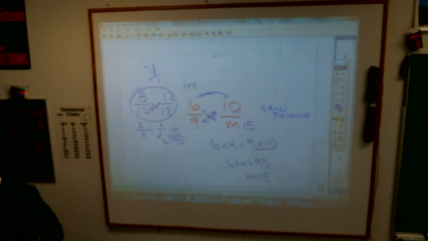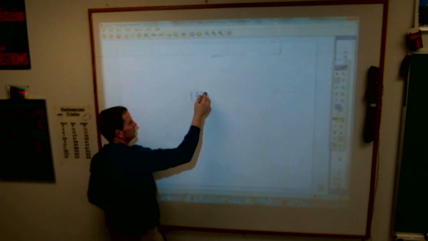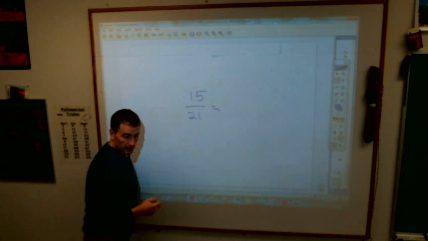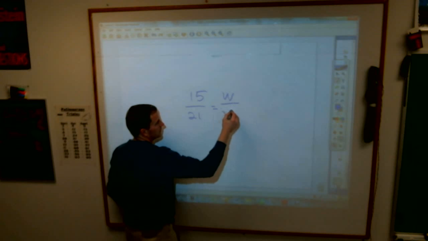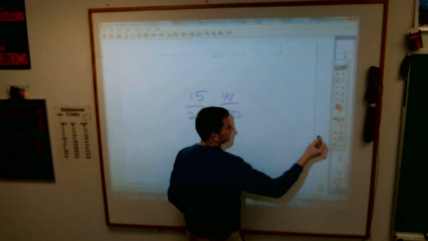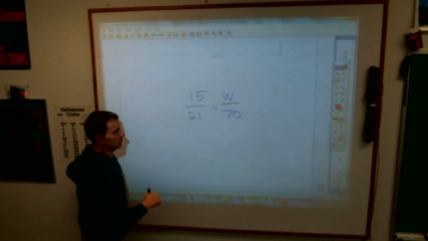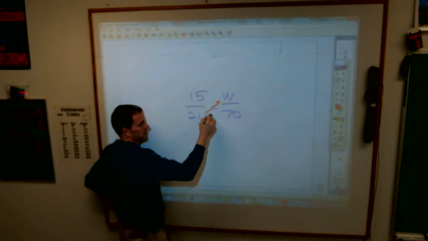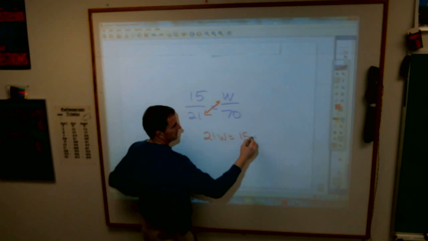And sometimes your cross product doesn't work out very well. Sometimes it does. One more. What about 15 over 21 equals what number over 70? If you can't do the 21 times what is 70, because I don't know what 21 times 7 is, then you have to do the cross products. This times this, 21 times W has to equal 15 times 70.